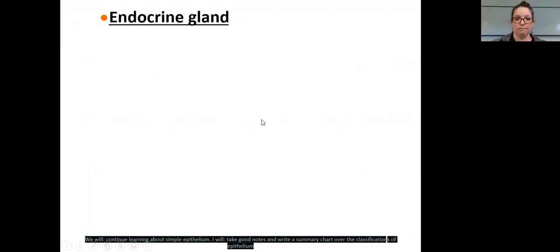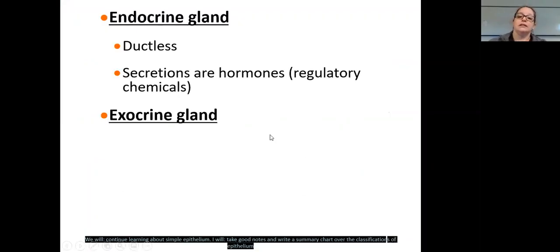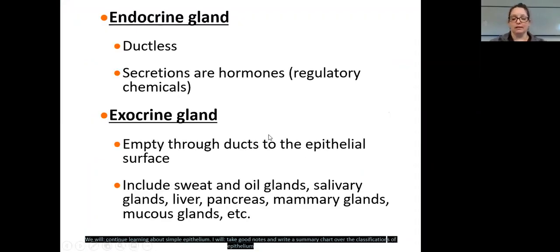Endocrine glands are ductless, which means they don't have a way out. They just release into the bloodstream. They don't need to secrete anywhere. So these are our hormones. We have many hormones.